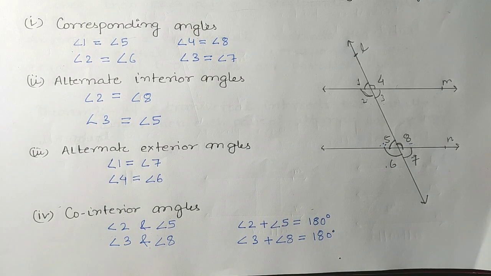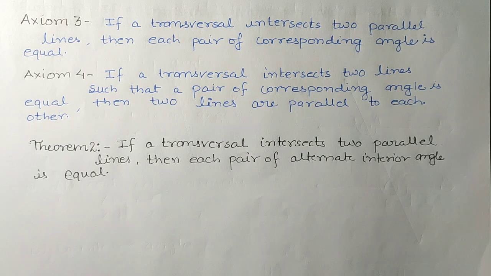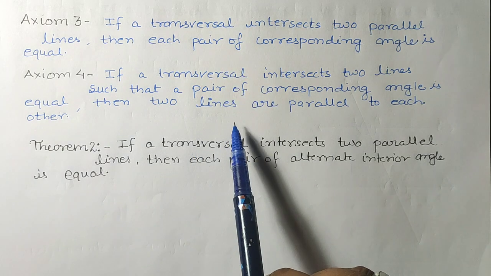Now coming to our next topic, and that is axiom 3 and axiom 4. As we have seen above, if two lines are parallel and one transversal is intersecting two parallel lines, then their corresponding angles and alternate interior and exterior angles are equal, and corresponding and co-interior angles are supplementary. Okay, so here basically two axioms are given.